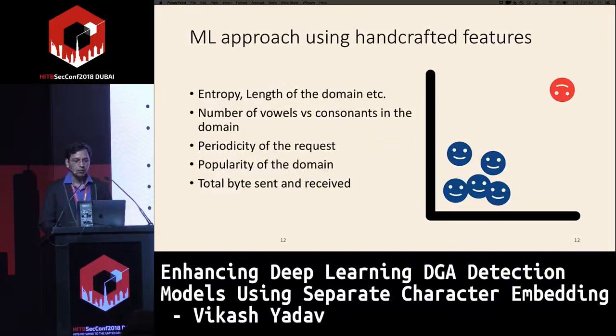The second type of machine learning approach to detect DGA communication is based on handcrafted features. This requires explicit feature engineering, and these features could be entropy of the domain, length of the domain, the ratio of vowels to consonants, the periodicity of the requests between the host and C2 server, how popular that domain is, and the total number of bytes sent between the host and the server.